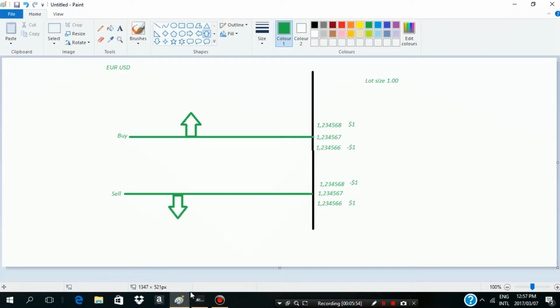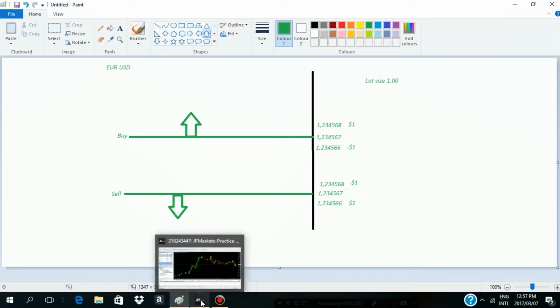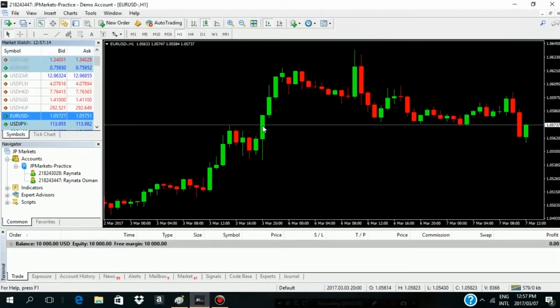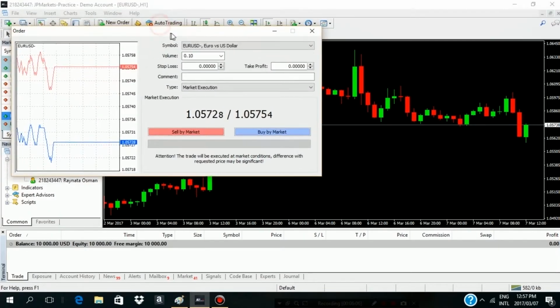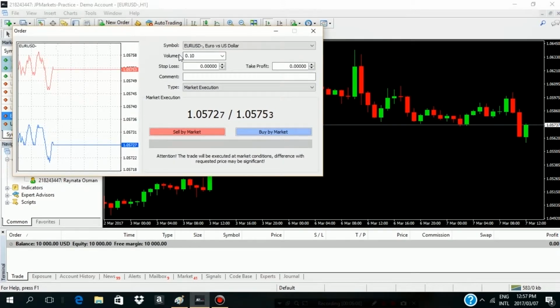Now let's look at this practically in the market. Now there are two ways in which you can place trades. The first place is new order. Now under new order, you'll see volume, and that is your lot size. So let's change that to 1.00.